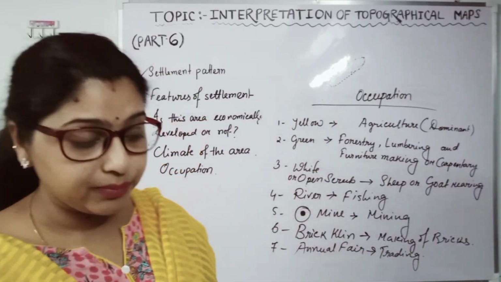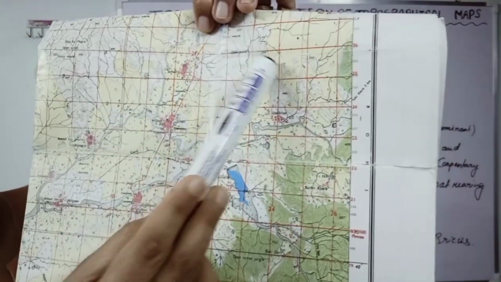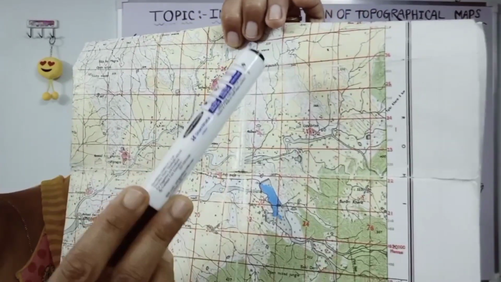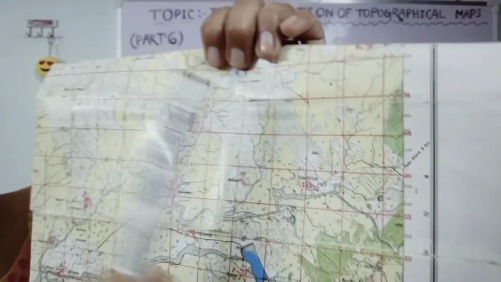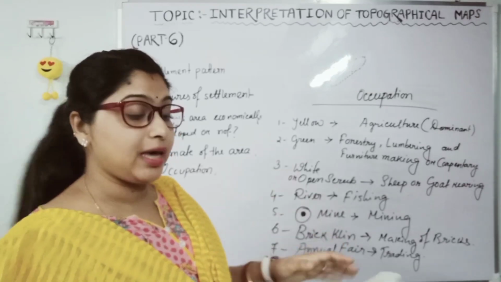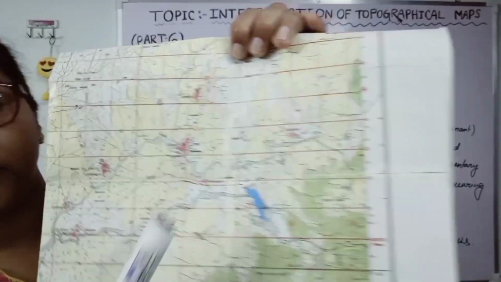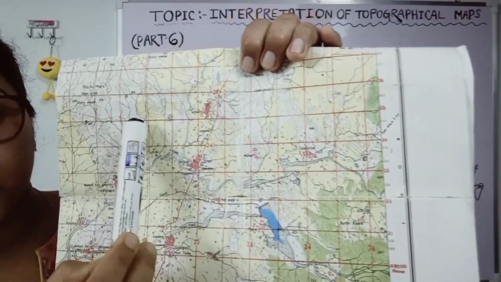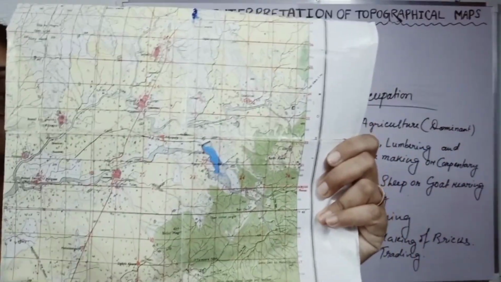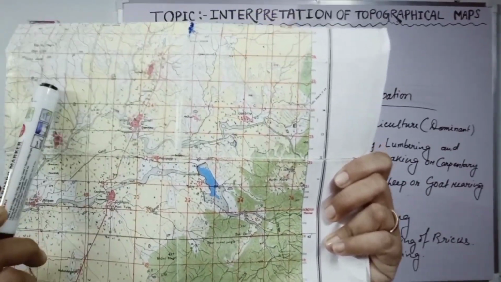Okay, so here you can see that except for yellow and green, most other parts are covered by white patches, and here it is written open scrub. These areas are mostly for goat and sheep rearing. In this part of the map, first yellow covers most of it, then green, then, sorry, white. So we can see 3 major occupations in this topo map. First agriculture, then forestry or lumbering, and third, the open scrub area, the rearing of goats and sheep.